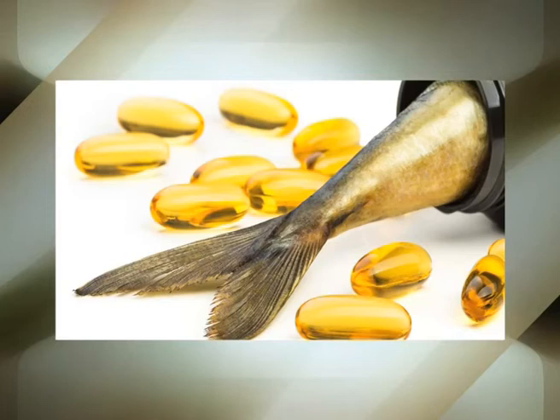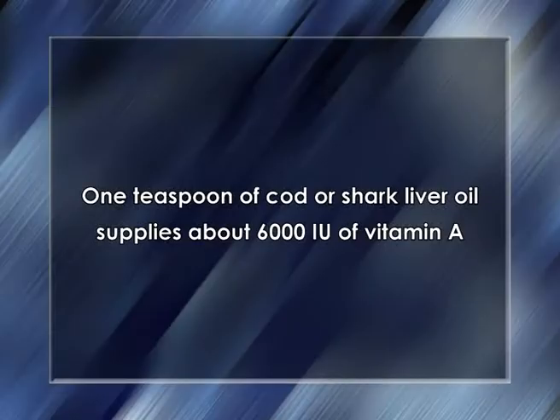Vitamin A is found in milk, meat, fish, etc. This vitamin is found in highest quantity in the liver. Plants do not contain vitamin A but contain its precursor, the carotenoids, which are converted to vitamin A after absorption by the ingesting animal. The richest natural source of vitamin A is fish liver oil. 1 teaspoon of cod or shark liver oil supplies about 6,000 international units of vitamin A.